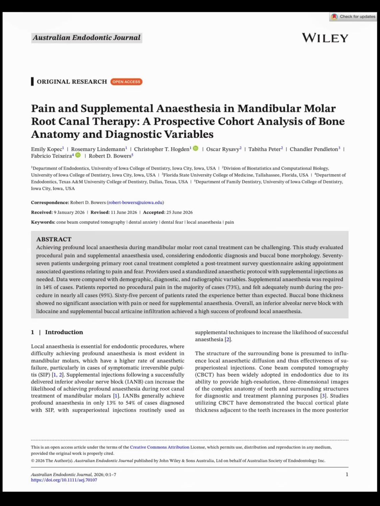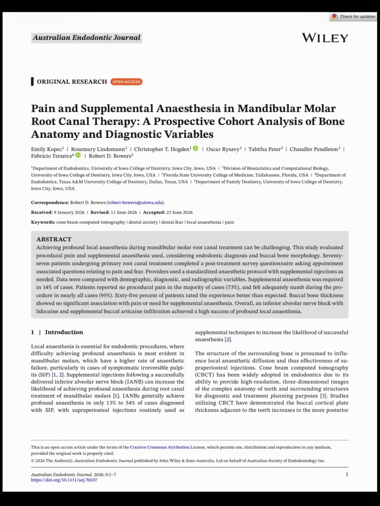Achieving profound local anesthesia in mandibular molars is one of the most persistent challenges in endodontics, making the use of supplemental anesthesia strategies essential. Buccal infiltration injections are among the most commonly used supplemental techniques. However, anatomical variation in buccal cortical plate thickness and cancellous bone is hypothesized to dictate how effectively local anesthetics diffuse to the root apices. Additionally, pre-procedural dental anxiety often influences patient pain perception during root canal therapy.